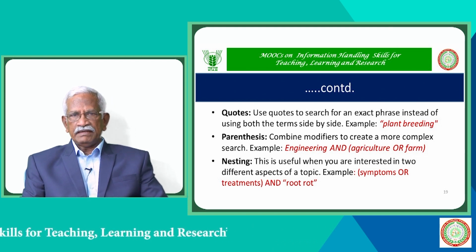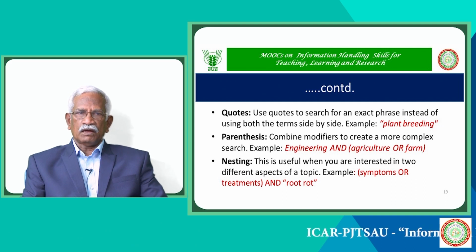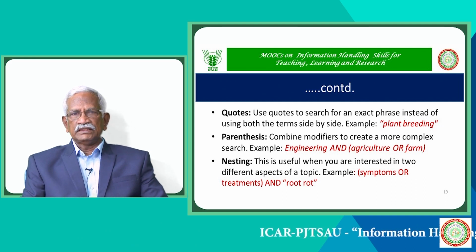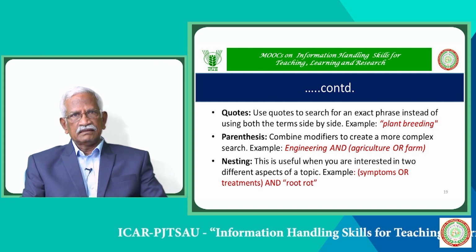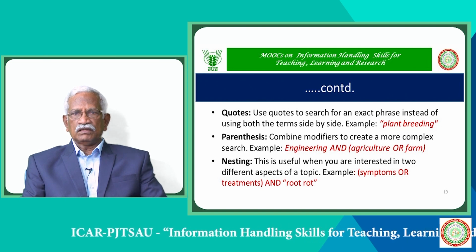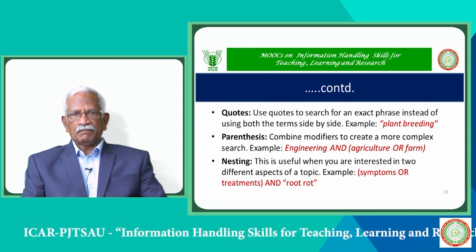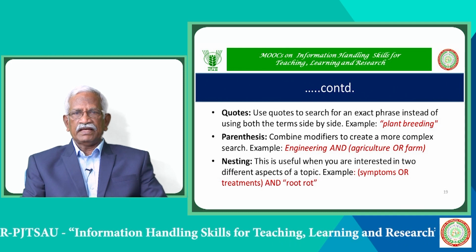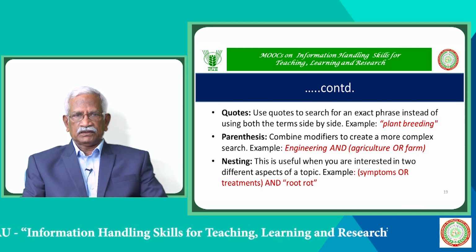Parenthesis. Combine modifiers to create a more complex search. For example, engineering and within brackets agriculture or farm. Agriculture or farm are similar words, but you want to broaden the search, combine with engineering. That is where you use parenthesis for a search.